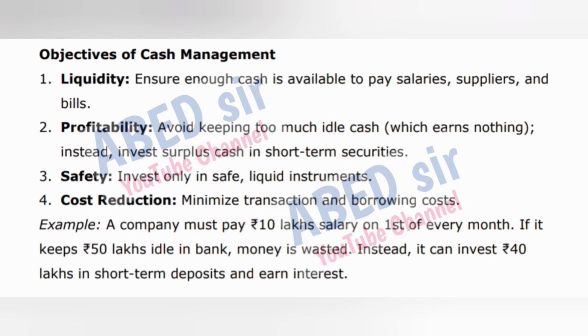Instead, invest surplus cash in short-term securities. 3. Safety. Invest only in safe, liquid instruments. 4. Cost reduction. Minimize transaction and borrowing costs. Example, a company must pay 10 lakhs rupees salary on 1st of every month. If it keeps 50 lakhs rupees idle in bank, money is wasted. Instead, it can invest 40 lakhs rupees in short-term deposits and earn interest.